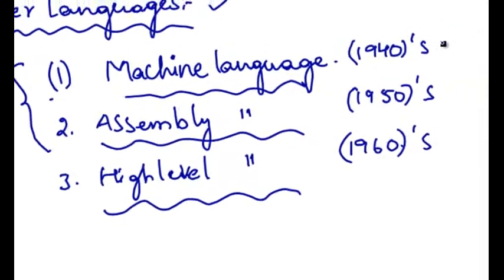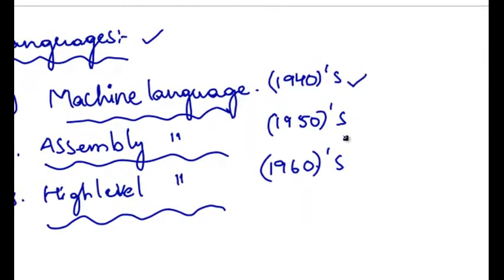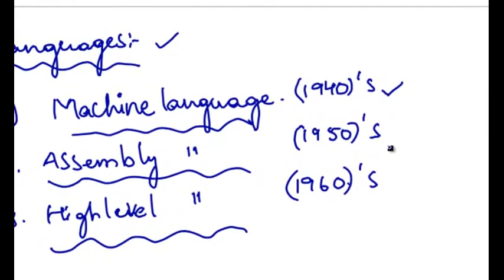The machine level language evolved in the 1940s. The assembly level language evolved in the 1950s. And high level languages evolved in the 1960s. Now let's study about machine level languages.